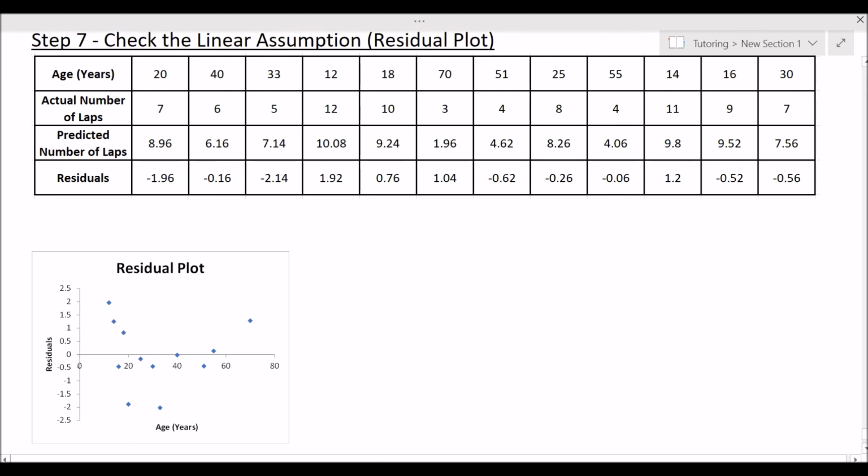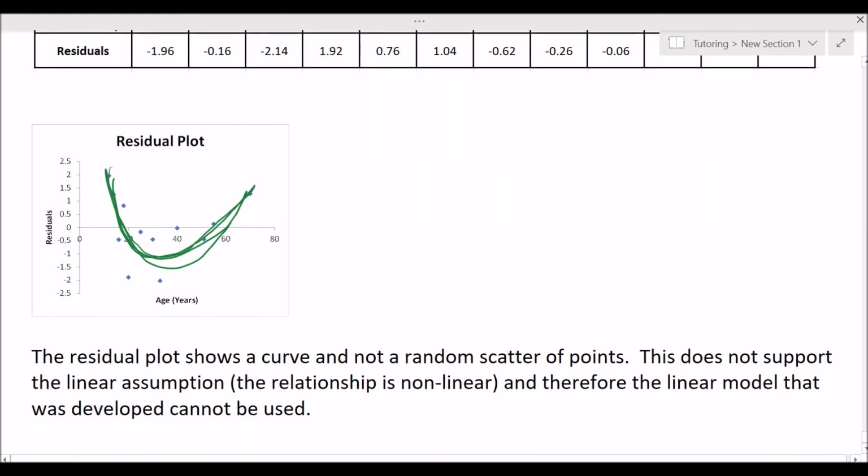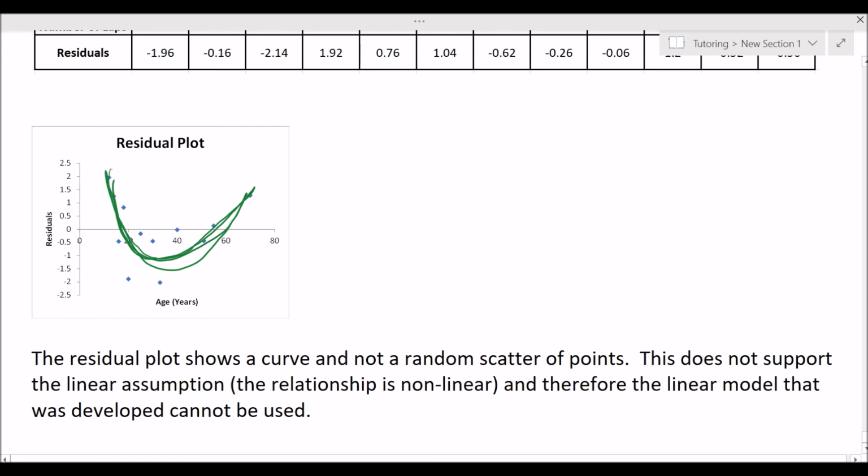Okay, so I am seeing, as expected, there's a curve. We don't like curves. So I have said this residual plot shows a curve and not a random scatter of points. So this does not support the linear assumption. The relationship is non-linear, and therefore the linear model that we developed cannot be used. So that residual plot shows us that we need to use a different model, a non-linear model.